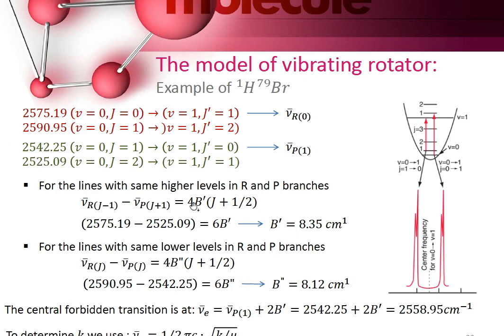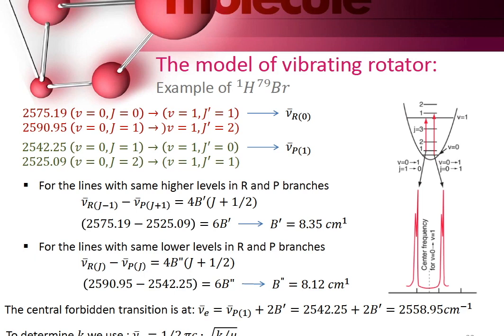Same thing for the levels where we start from V equals 0 to V equals 1, but then delta J goes from J equals 1 to J prime equals 0, so that's minus 1, and here from J equals 2 to J prime equals 1, also minus 1. Now if you want to get to B prime, which is for the rotational levels that correspond to the vibrational level V equals 0, the difference between them.